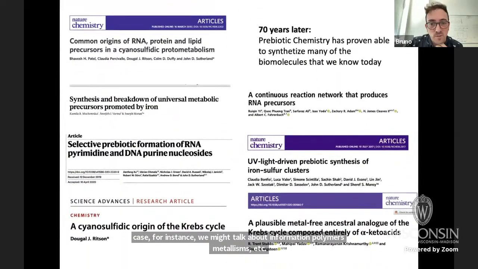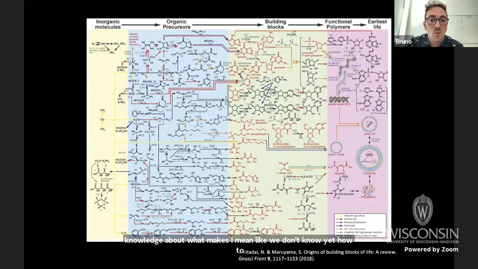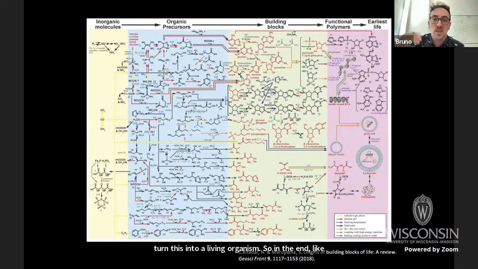Okay, I'm going to skip a few slides here. When we look at prebiotic chemical systems, we have these collections of reactions that have been described to understand how we can create biomolecules. That means how we can create the material that makes life, but we don't really have that much knowledge about what makes it alive. We don't know yet how to turn this into a living organism. So the quest to understand the origin of life might be related not only to how we build this form, this material, but also to how we generate these behaviors from this material.